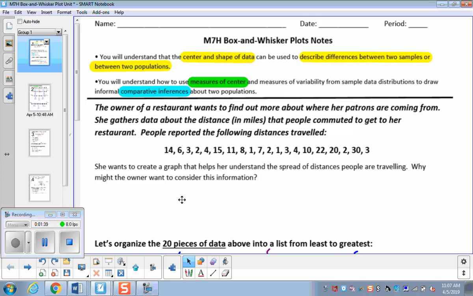Now, of course, that person could be shopping and the restaurant happens to be near the store that they went to. But first, what I want you to consider is why might the owner want to consider this information? So just pause the video and give that some thought and jot down an explanation there as to why you think the owner of a restaurant might want to consider the distances that people are traveling to get to that restaurant. All right, so just pause and answer here, and we'll be talking about this in class. When you replay the video, it's going to pick up down below organizing the data.